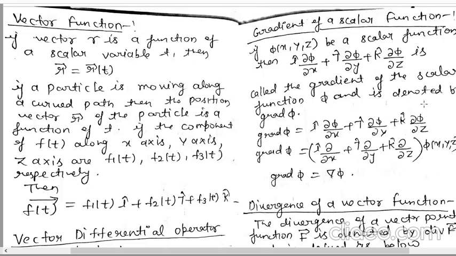So gradient is always calculated from the scalar function, and divergence is always calculated from the vector function, right? These are the differences between these operators. This is called del operator, but this del operator is only applicable on scalar function, and divergence is only applicable for vector quantity, right? So just remember these 2 points: gradient only for the scalar function, divergence only for the vector quantity.